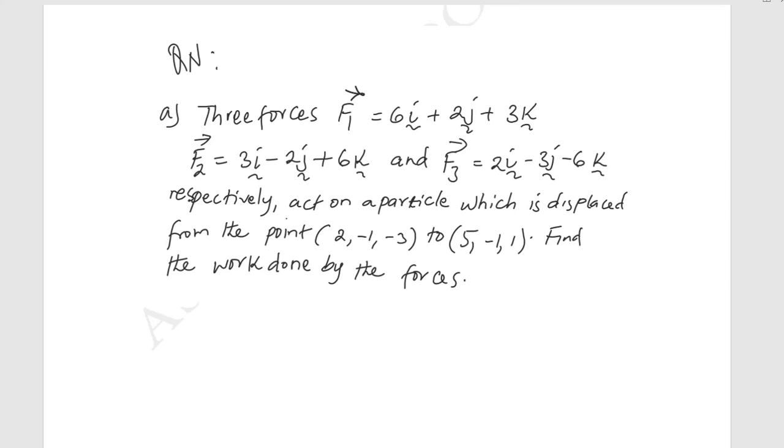Once again, in this discussion we are going to discuss a question on vectors. Part A of this question says three forces, vector F1 equal to 6i plus 2j plus 3k, force F2 given by 3i minus 2j plus 6k, and F3 given by the vector 2i minus 3j minus 6k newtons respectively, act on a particle which is displaced from point (2, -1, -3) to (5, -1, 1). Find the work done by the forces.